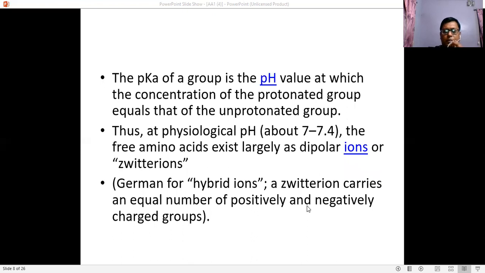The pK of a group is the pH value at which the concentration of protonated group equals that of unprotonated group. Thus, at physiological pH, about 7 to 7.4, the free amino acid exists largely as a dipole. This is called Zwitter ion. Zwitter is a German word. What is the meaning? It means hybrid ion. So a Zwitter ion carries both positive charge and negative charge in equal amount. So the net charge is 0.